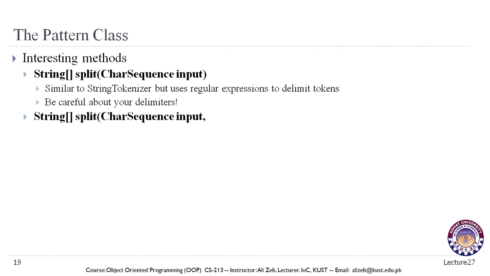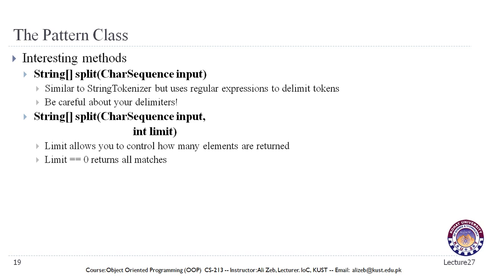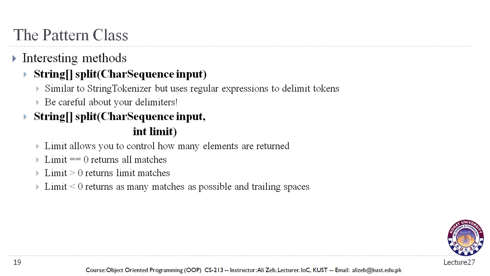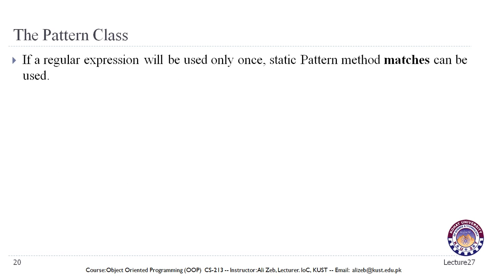String split takes a character sequence as input and a limit as input. The limit allows you to control how many elements are returned. A limit equal to 0 returns all matches. A limit greater than 0 returns exactly that number of matches. And a limit less than 0, a negative number, returns as many matches as possible including trailing spaces. In this case the value of the limit is not important, just the sign of the limit is important.